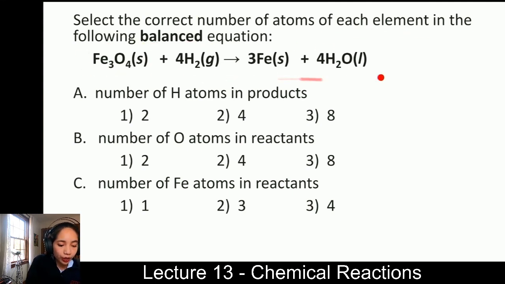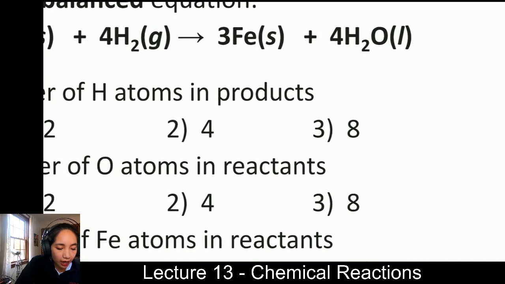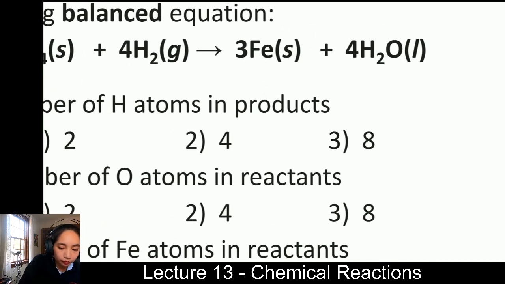So this equation is balanced. I told you it's balanced. So this first question is saying how many hydrogen atoms are in the products? Okay, so the products are on the right-hand side, and we want to just count hydrogen atoms. So hydrogen shows up here in water. There's a subscript of 2. All right, there's 2 hydrogens per water, and then a coefficient of 4. So 4 times 2, there are 8 hydrogens there.